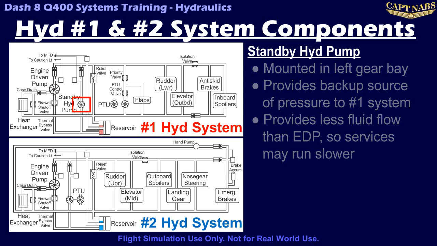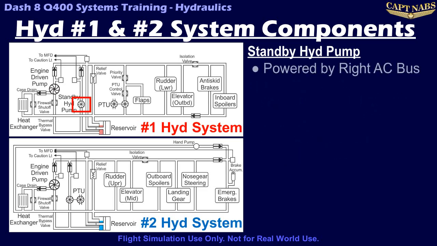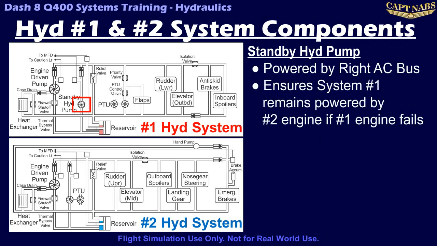The standby Hyd Pump is powered by AC power from the right AC bus. This provides a level of hydraulic redundancy. If the left engine fails and the number 1 EDP stops working, the standby hydraulic pump can provide hydraulic pressure to the number 1 system using AC power from the still running right engine.